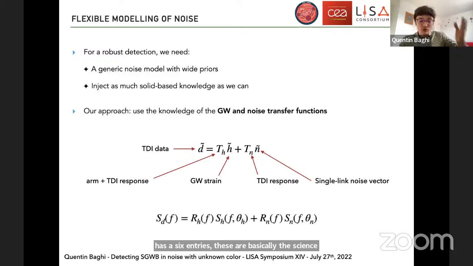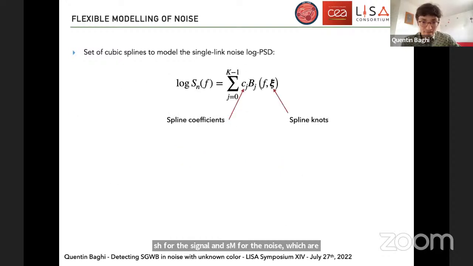These are basically the science interferometer measurements. And so if you consider the power spectral density of D, then you can split it in 2 parts, right? The signal part and the noise part, where you have response functions as a function of frequency that you assume to be known. And you have 2 models, S_H for the signal and S_N for the noise, which are respectively described by the parameters theta_H and theta_N.